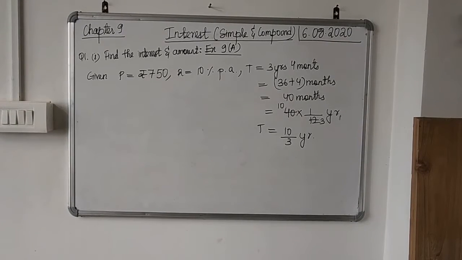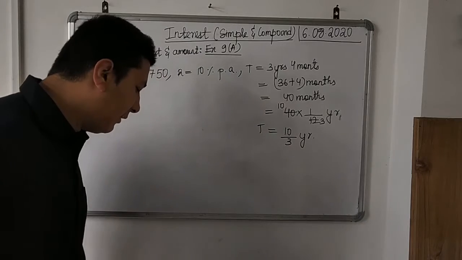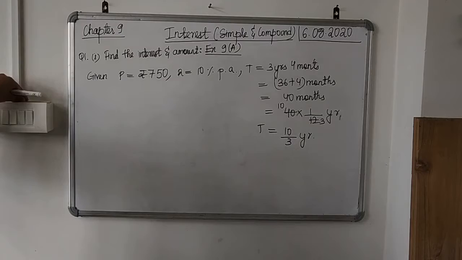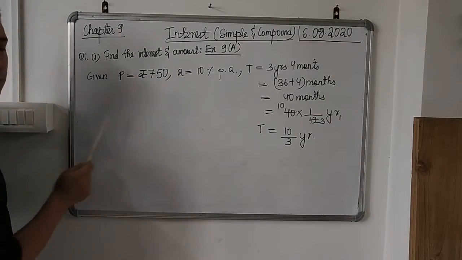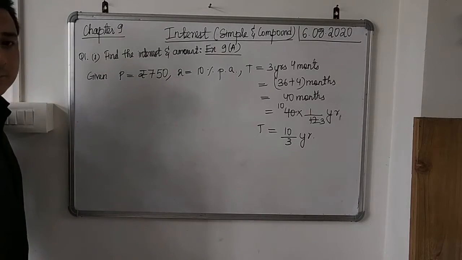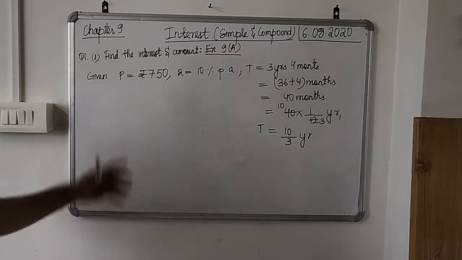Alright, so let's start with exercise 9A. The first question says find the interest and the amount. Find the interest and the amount on the principal 750, rate 10% per annum. If it is per annum, then please find the time in terms of years. Annum means per year.